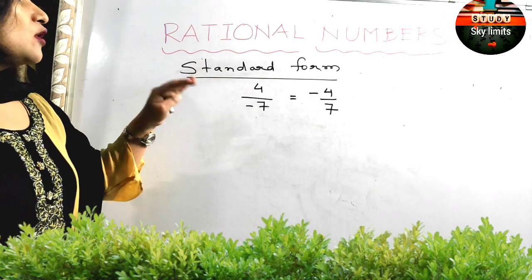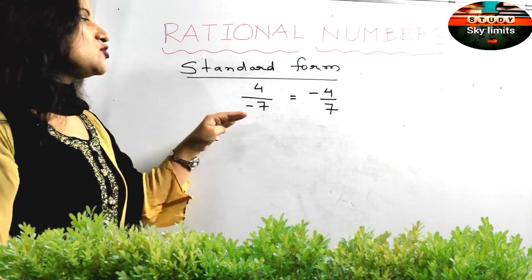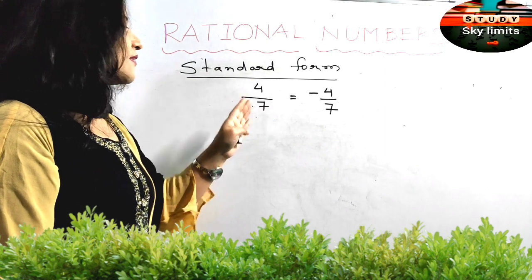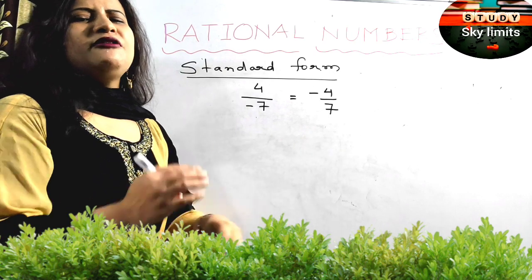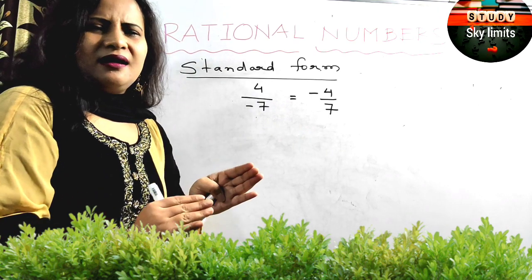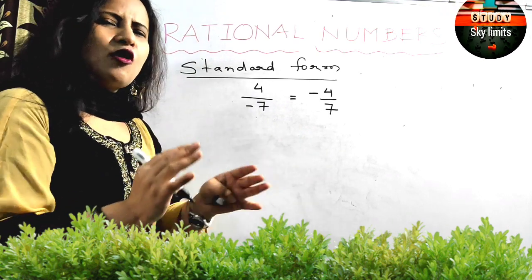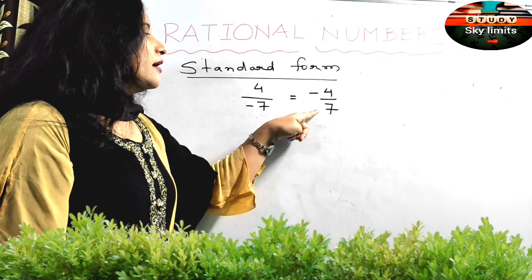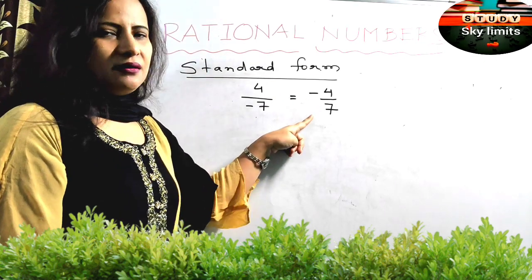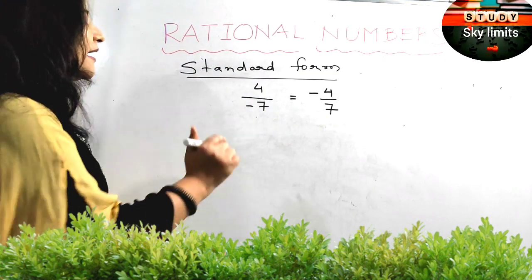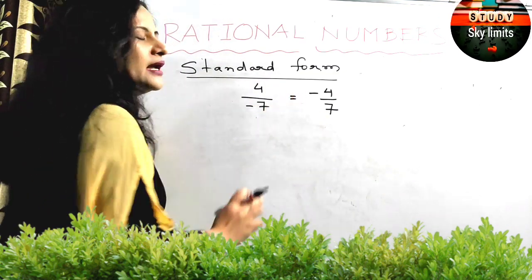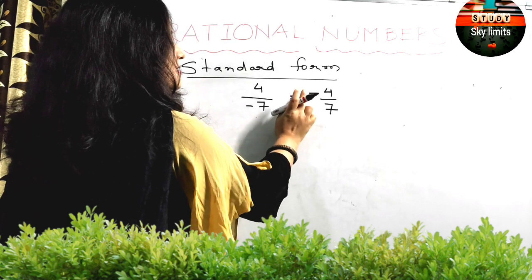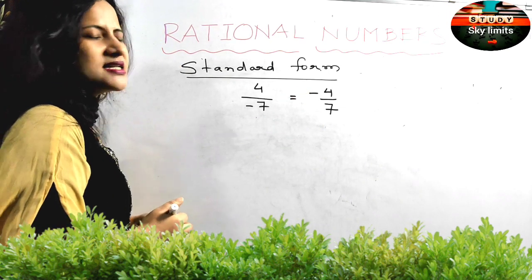So whenever you are solving any numbers based on rational numbers, you should first write the number in the standard form before adding, before comparing, or before subtracting, whatever operations you are going to do. First, you need to write in the standard form and then do it, right? So standard form is what? The denominator should not be negative. You can shift the minus sign to the numerator. This is the standard form.